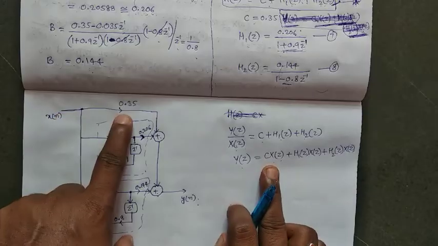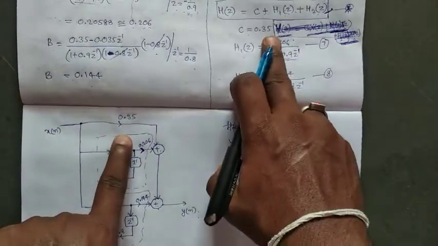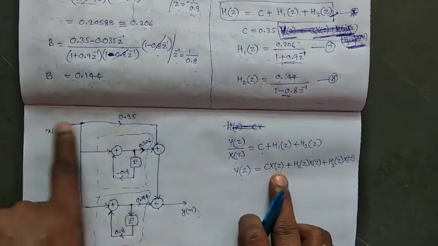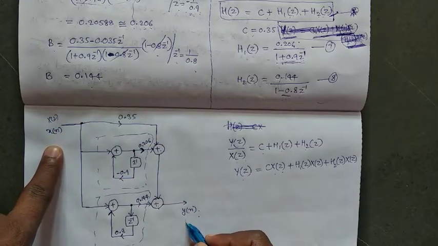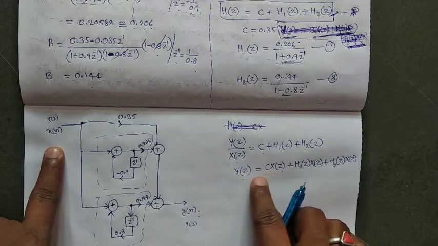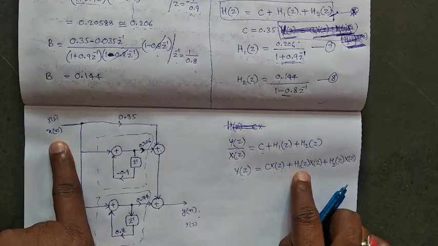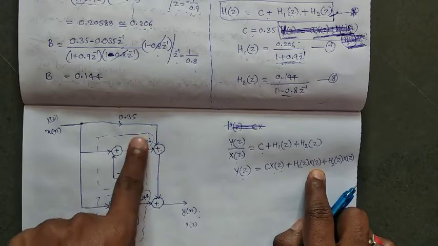Here, C value is what? Already we have observed the C value. C value is 0.35, so 0.35 into X of z. This is nothing but X of n or X of z, and Y of n or Y of z. Here, C into X of z is 0.35 into X of z. Here, plus H1 of z into X of z. This is the H1 of z.